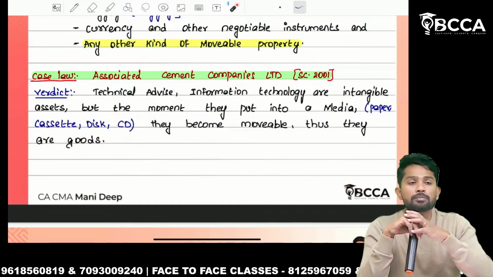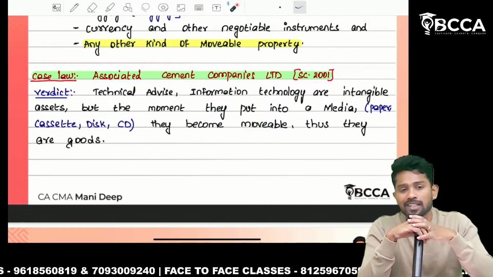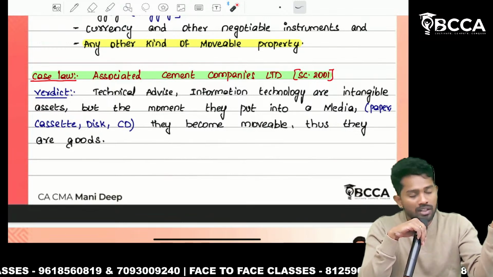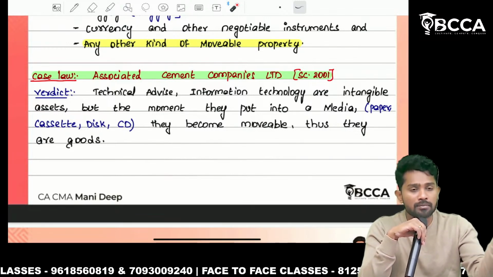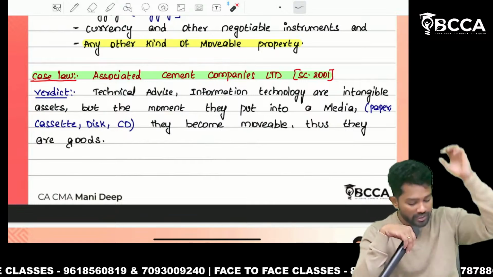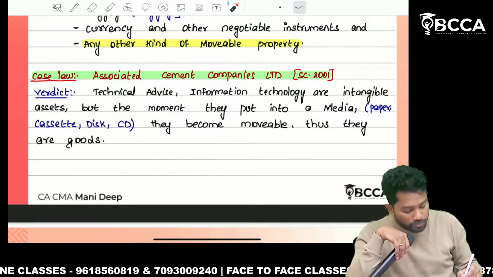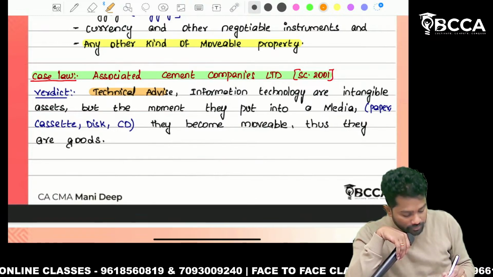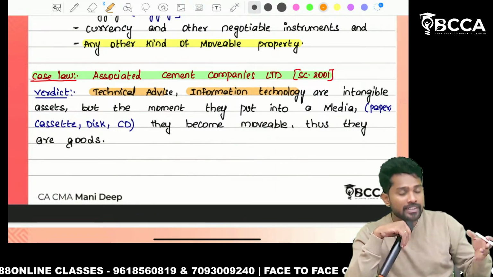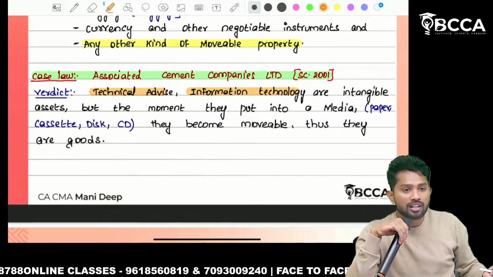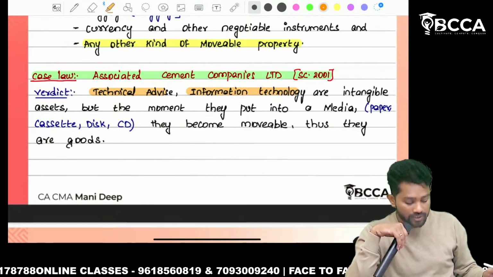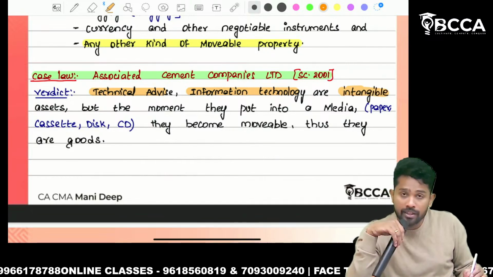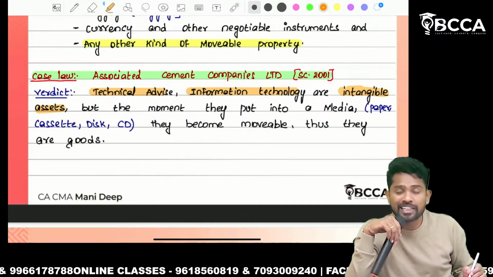So that's the dispute between the department and the taxpayer. Then the issue went to the Commissioner of Appeals, then the Tribunal, then the High Court, and finally the Supreme Court. The Supreme Court decided that technical advisors, information technology and designing services are intangibles only. The Supreme Court also agrees they are intangibles only.